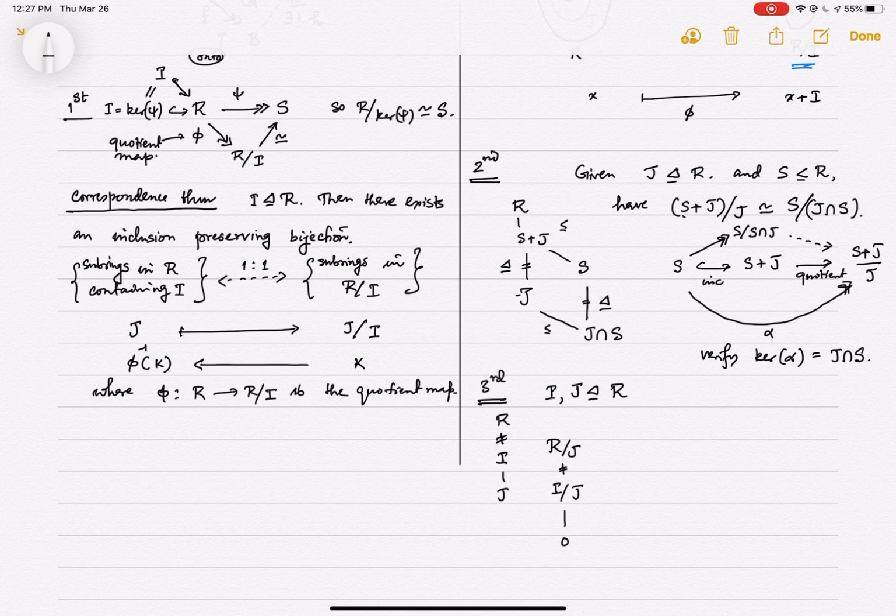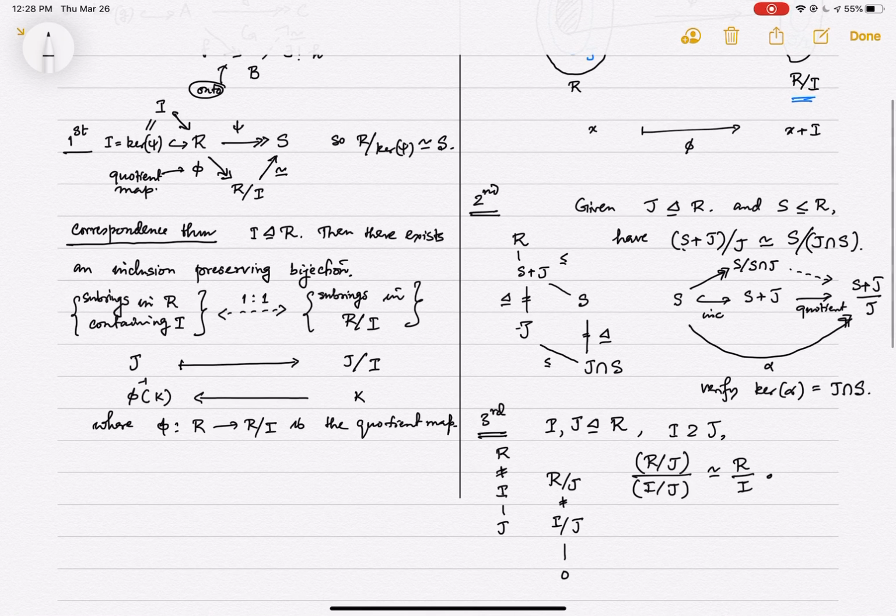So given I and J in R, I containing J, we have R mod J mod I mod J, isomorphic to R mod I. Okay. That's also an easy application of the first isomorphism theorem. Okay. Next time we'll try to use the isomorphism theorems to prove the Chinese remainder theorem, so we should see some application.